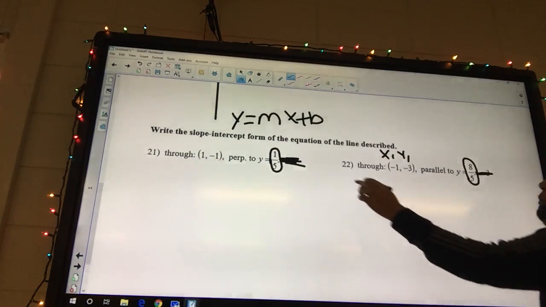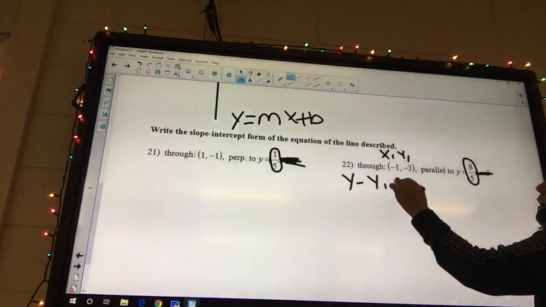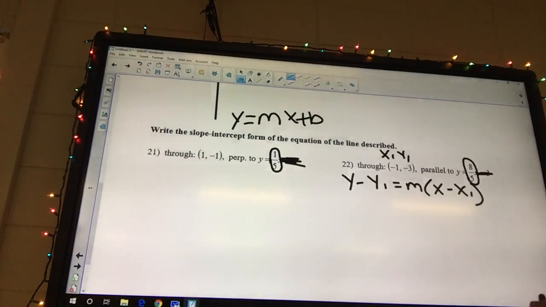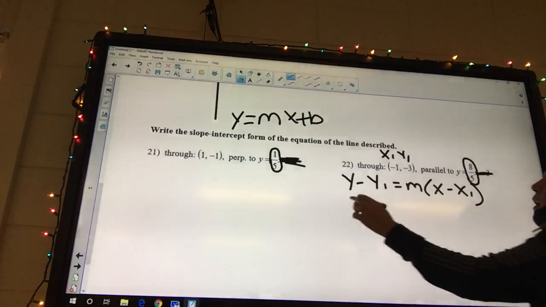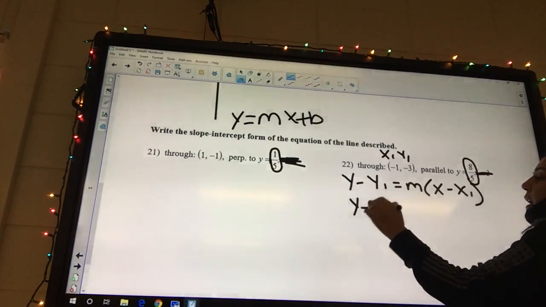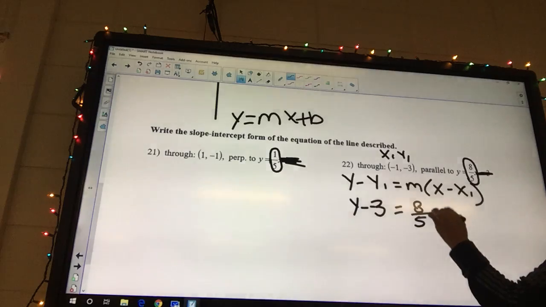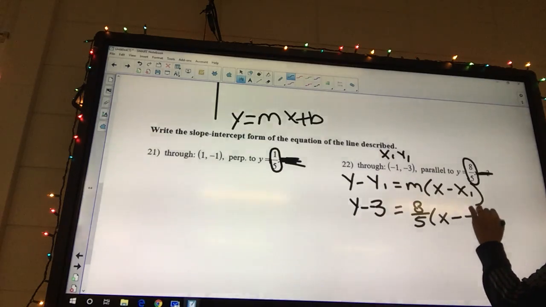And so we have to use point slope. So y minus y1 equals m times x minus x1. Okay, so it's going to be y minus negative 3. My m is 8 over 5. X minus x1 is 1.